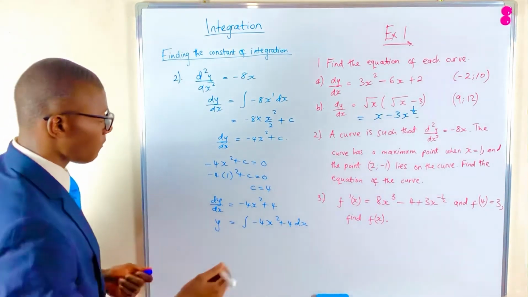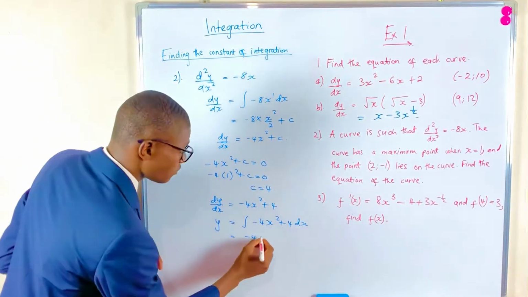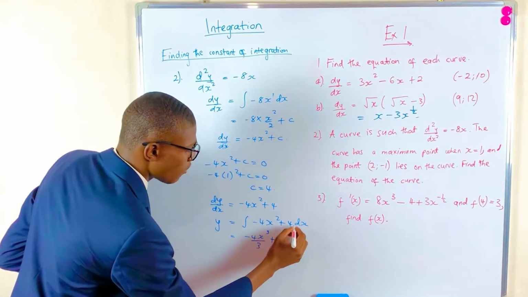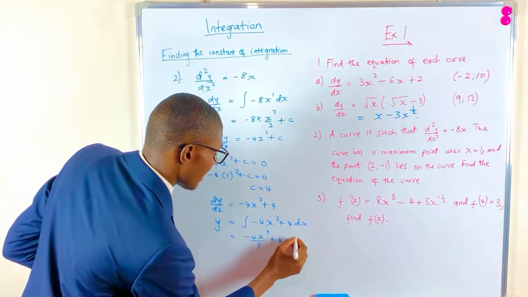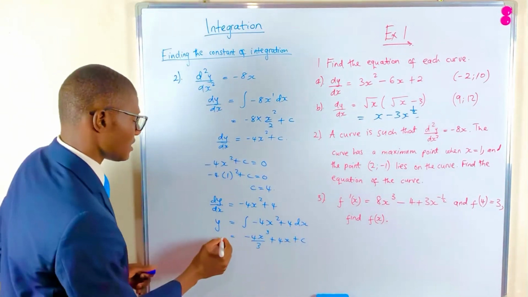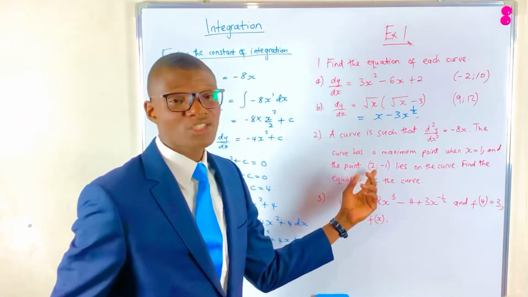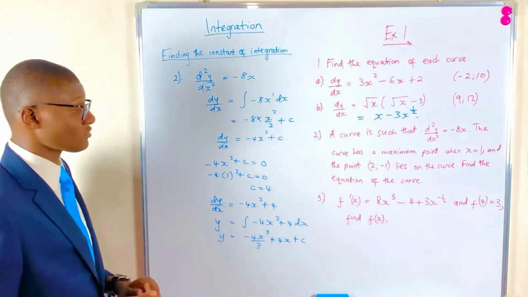And then now we're saying minus 4 times the integral of x to the power of 2, that's x to the power of 3 over 3, then plus 4 times the integral of x to the power of 0, that's just x, plus the constant of integration c. So we have this. Then now we shall use this point (2, minus 1), which lies on the curve, to find this constant of integration.